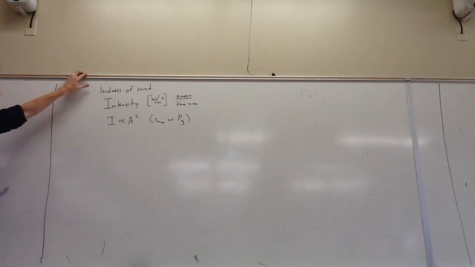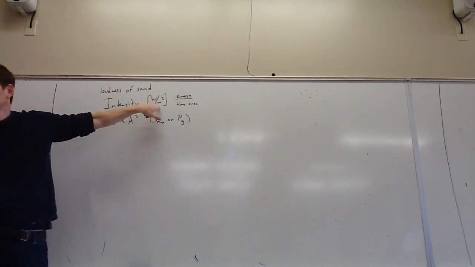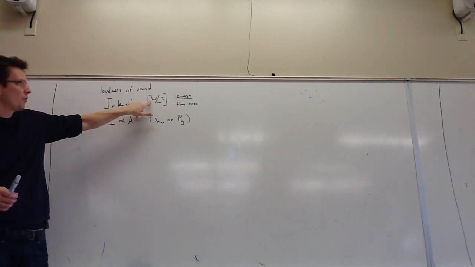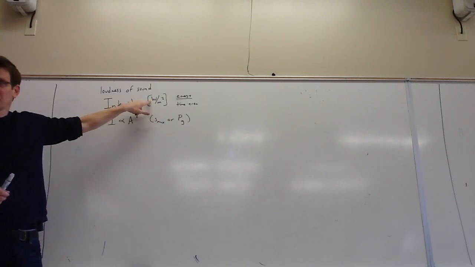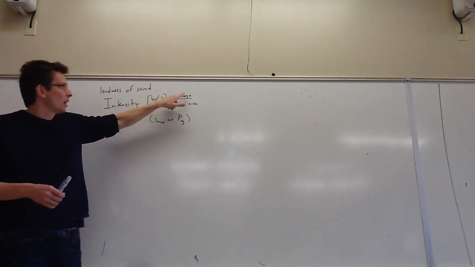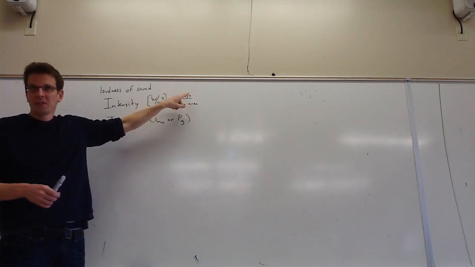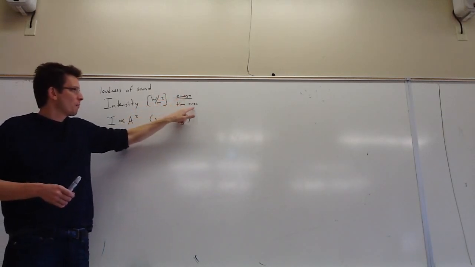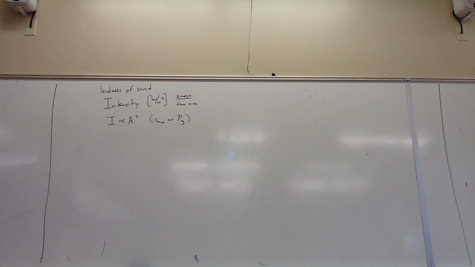So we're talking about the loudness of a sound. How loud is a sound? It's measured by a quantity called intensity, the units of which are watts per meter squared. Now watts is itself a unit of joules per second, energy per time. So the quantity of loudness is measured by energy per time per area. So how much energy arrives from a sound wave per time over some area that catches it.